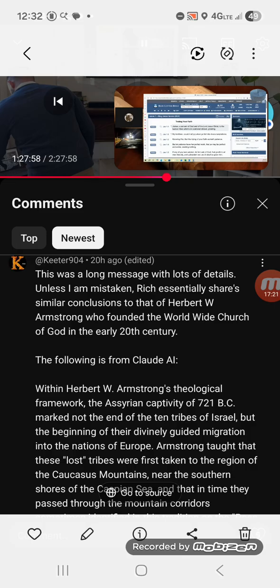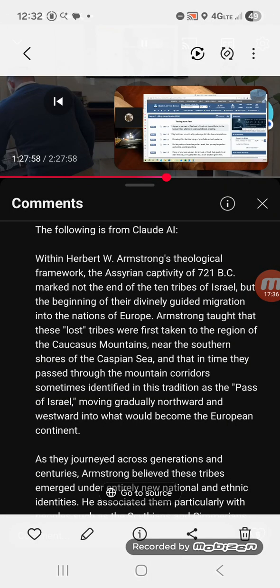Nations of Europe. Armstrong taught that the lost tribes were first taken to the region of the Caucasus Mountains, near the southern shores of the Caspian Sea, and that in time they passed through the mountain corridors, sometimes identified in this tradition as the Pass of Israel, moving gradually northward and westward into what would become the European continent.